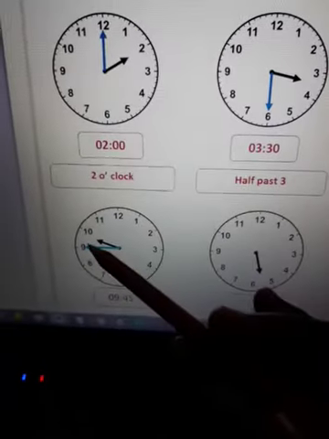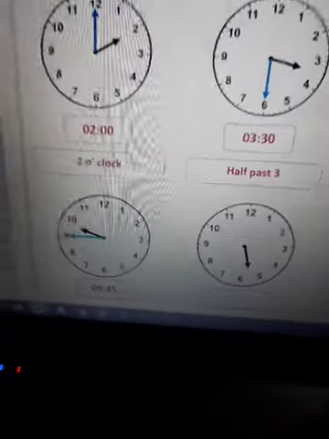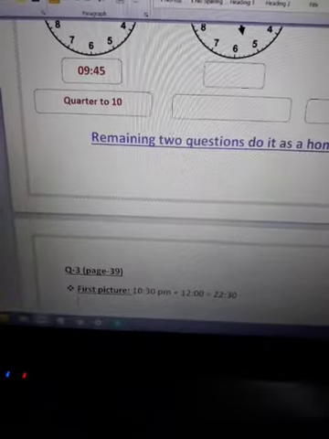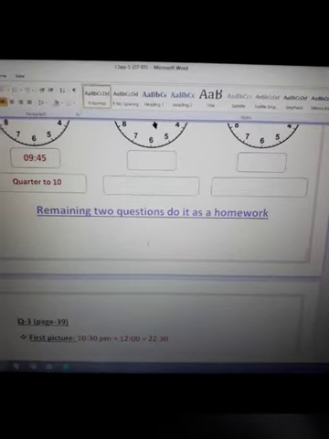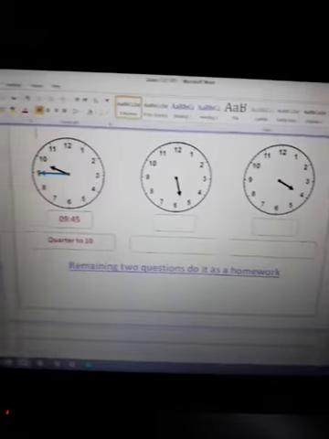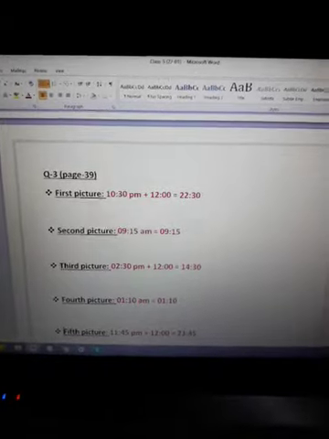If the hour hand is nearest to a number, then the minute hand will be at 9. That means 9:45. It means quarter to 10. Okay. So the remaining two questions you can do by yourself. This is your homework. Now look at the questions here in your book.